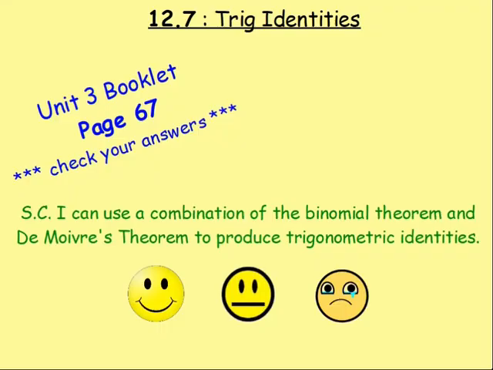Try some of these questions in the Unit 3 booklet on page 67. If you need the booklet, send me an email and I will fire it off to you. Good luck with the trig identities. You're wanting to produce them using a combination of the Binomial Theorem as well as De Moivre's Theorem. Have fun. See ya.